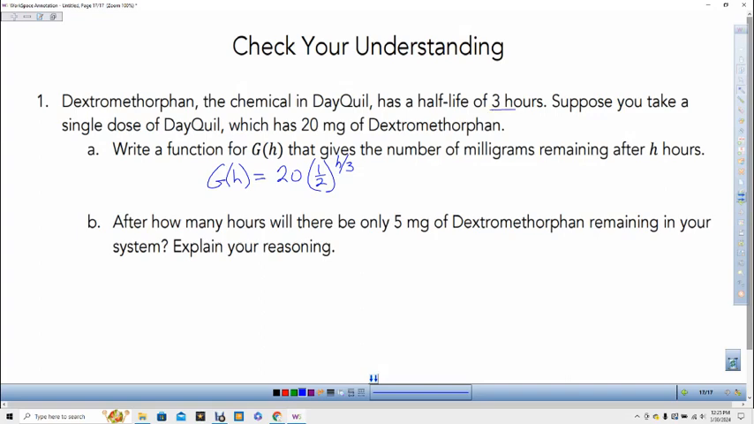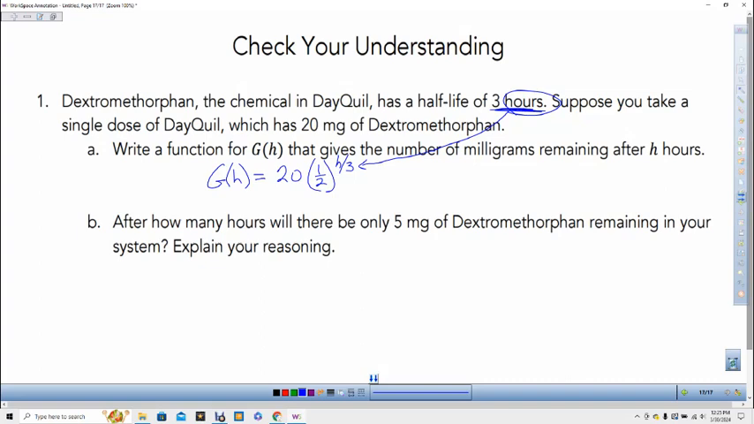So remember, whatever the period of the half-life is going to go in the bottom, as long as the top is measuring time in whatever unit that is. If the units are different, you got to get the units to be the same. Otherwise, this doesn't work. All right, so there's your function.